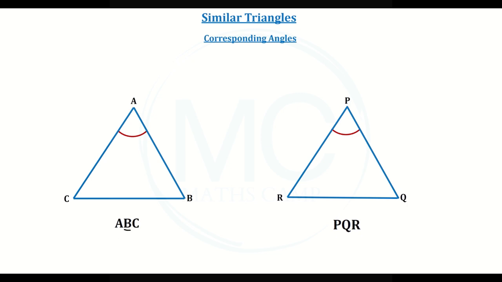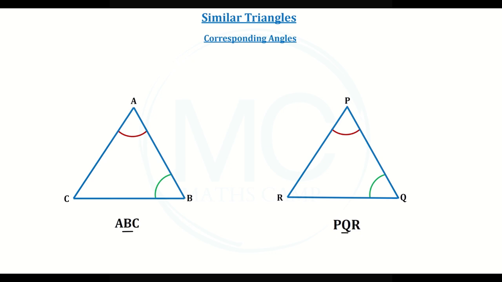B is the second letter in ABC. So let's mark this angle in green. Q is the second letter in PQR. So let's mark this angle in green as well. B is the second letter in ABC, and Q is the second letter in PQR. So B and Q are corresponding angles.